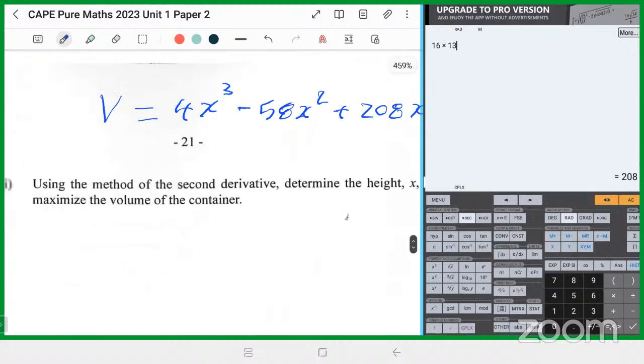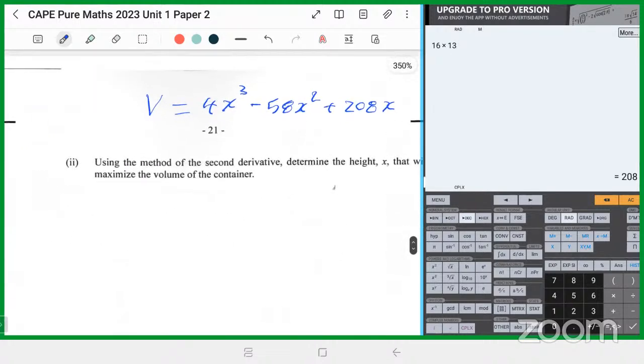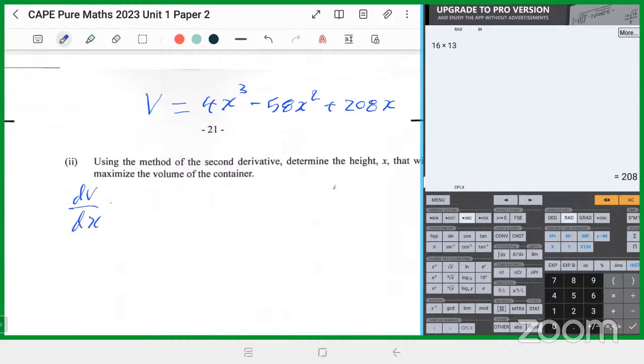And anyway, when you don't know, you have to go through the process. So I'm going to write dv by dx equals, differentiate this, I'm going to get 12x squared. Differentiate this, I'm going to get minus 116x plus 208.